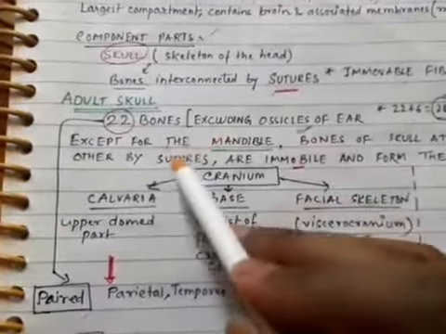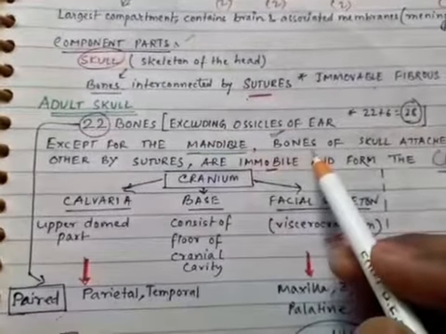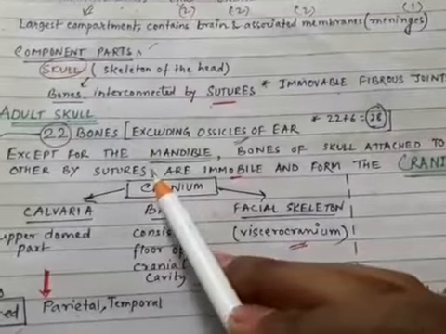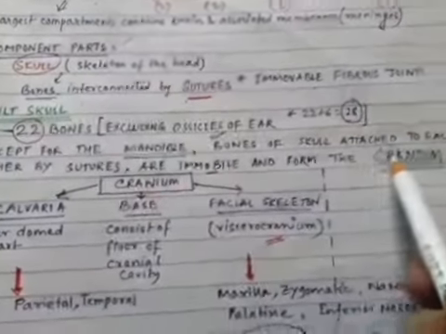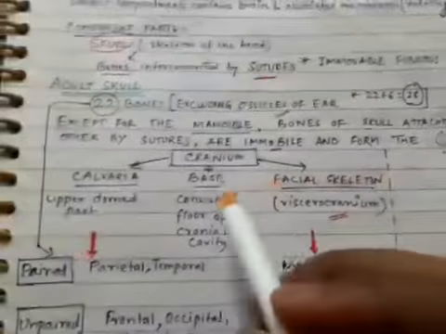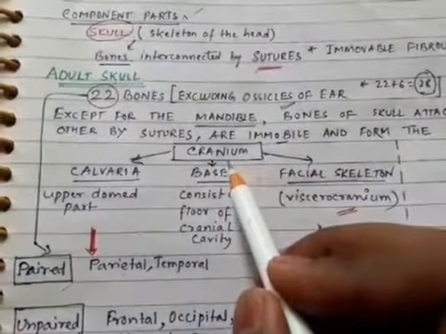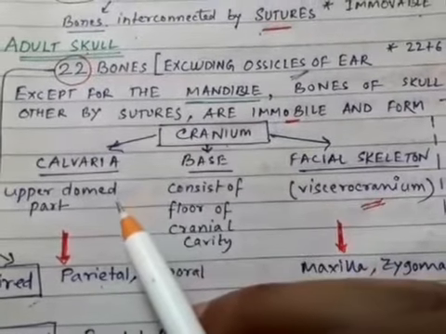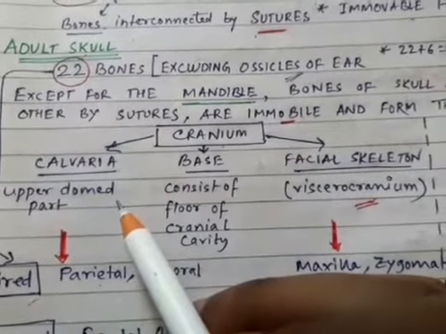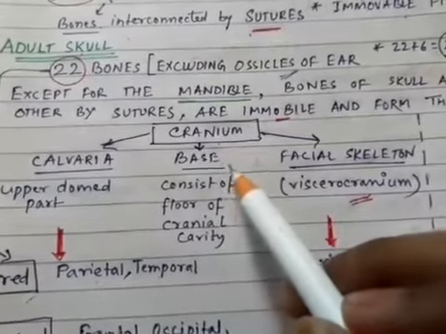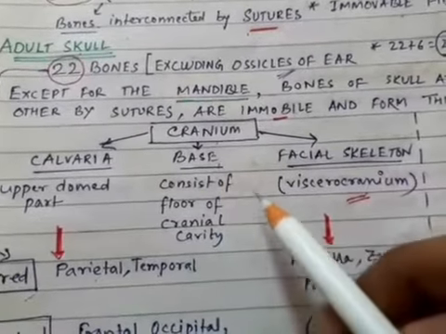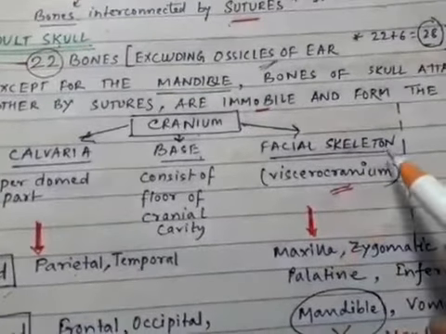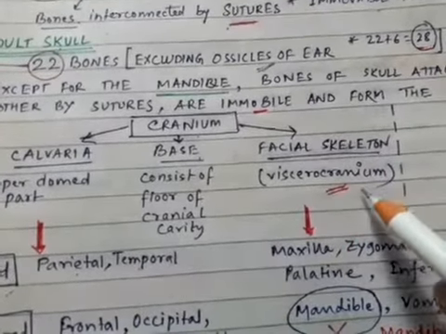Now, except for the mandible that forms the lower jaw, the bones of skull are attached to each other by sutures, and these are immobile and form the cranium. Further, cranium is subdivided into calvaria. It is the upper domed part that covers the cranial cavity containing the brain. A base that consists of the floor of cranial cavity and a lower anterior part, the facial skeleton. It is also called as viscerocranium.